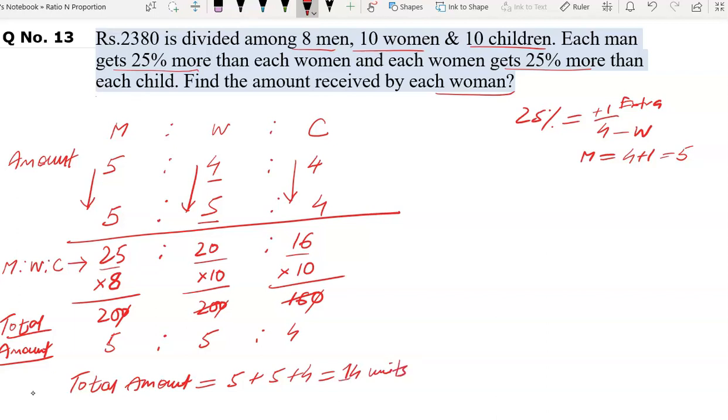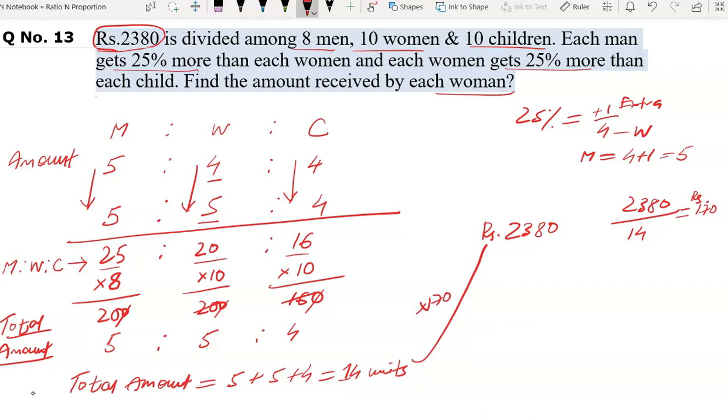And the actual total amount is how much? In the question it's given rupees 2380. So 14 units represents 2380. So 1 unit will represent how much? We'll have to divide 2380 by 14. And 14 into 17 we know 238. So we will get 170 rupees. Rupees 170 for 1 unit. So 1 unit represents 170.